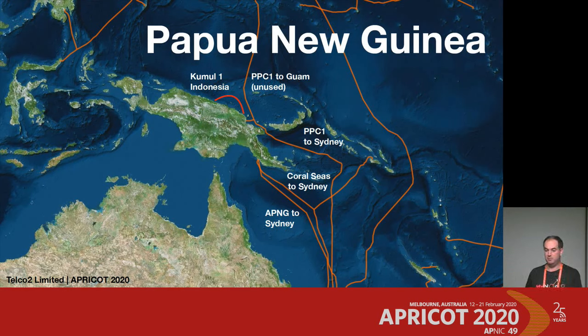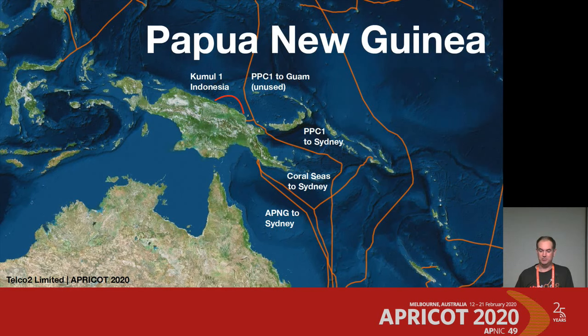They have this cable called PPC-1, and it's in the north of the island in a city called Madang. The incumbent has an IRU for a wavelength on PPC-1 from Madang to Sydney. That wave is capable of supporting 10 gig and is running at 10 gig now, but until I'd say 2018, it was running at like 4 gig or something, or maybe 2.4 gig. I think it was running at 2.4 gig.